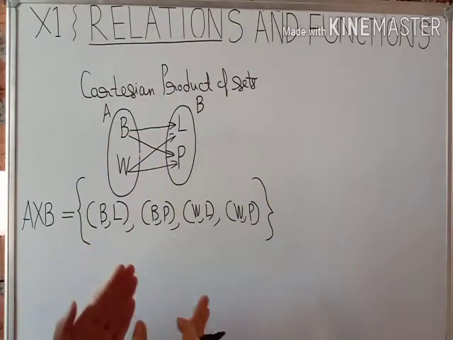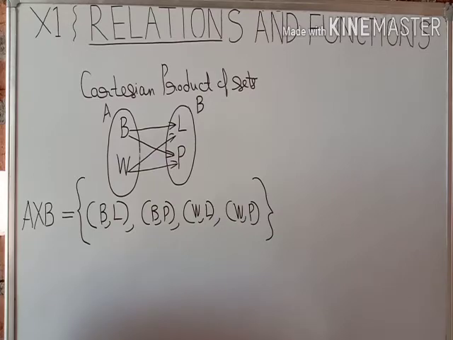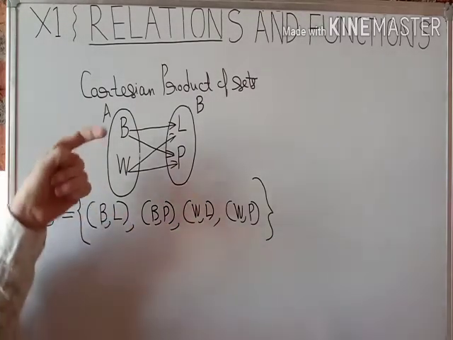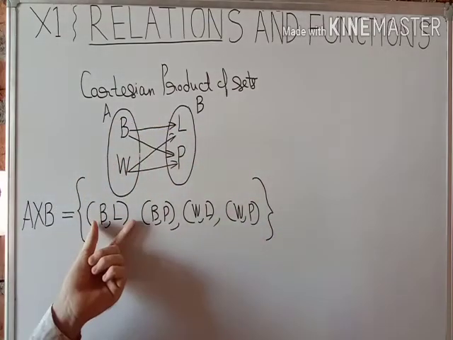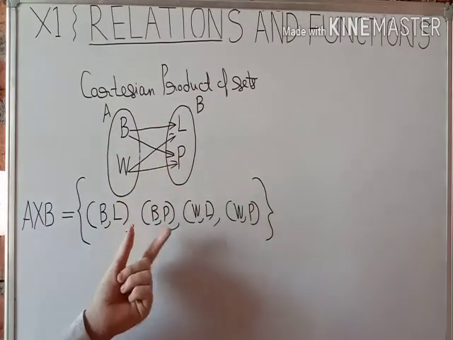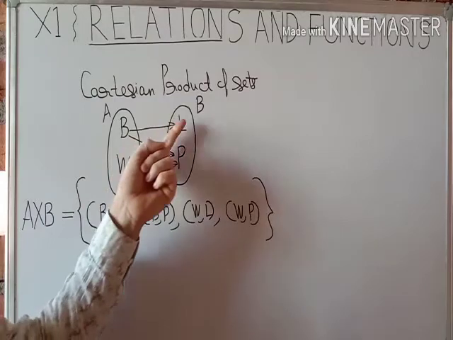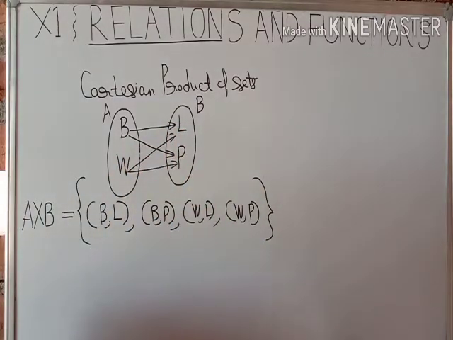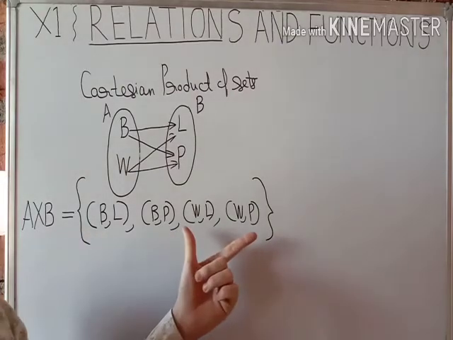यानी कि A से B में बनने वाले जितने भी possible ordered pairs we have to write in this set. अब देखो B से L possible था, we have written. B to P was possible, we have written. W to L we have written. W to P we have written. And there are only 4 possible ordered pairs.